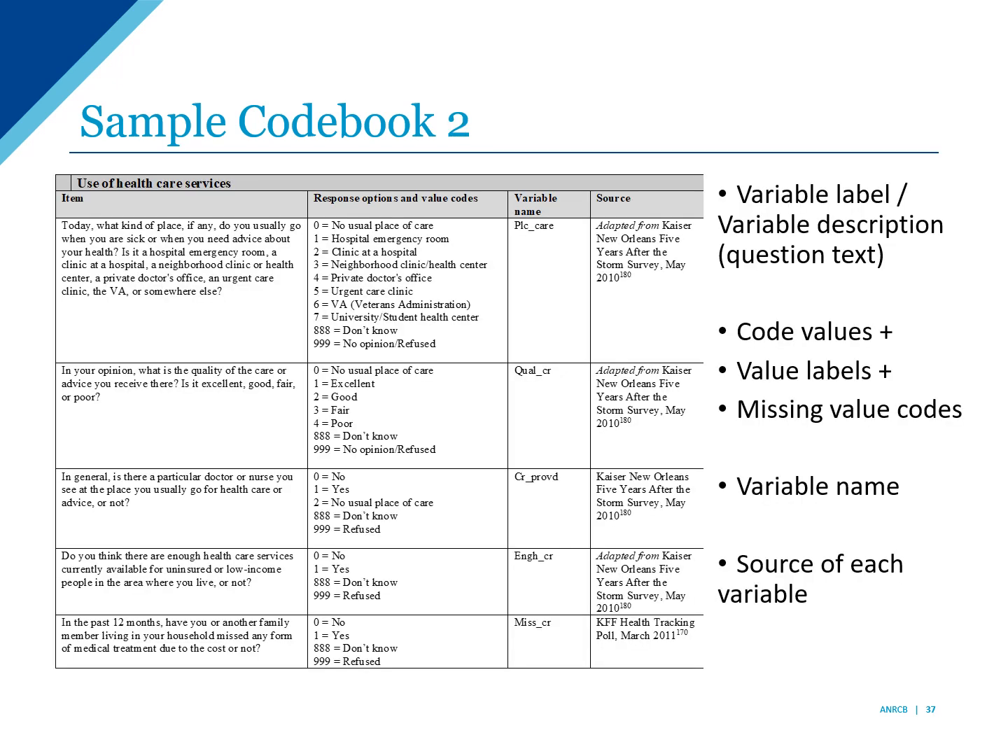This is a basic codebook created before data collection from a study that I conducted, and it contains the variable description or label, the question, the response options and value codes for each, as well as for missing values, the variable name, and the source of each item that was used in the study.